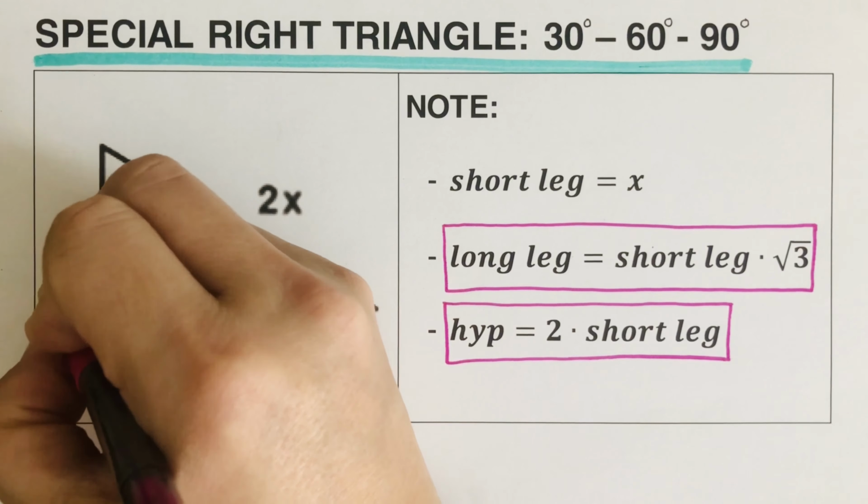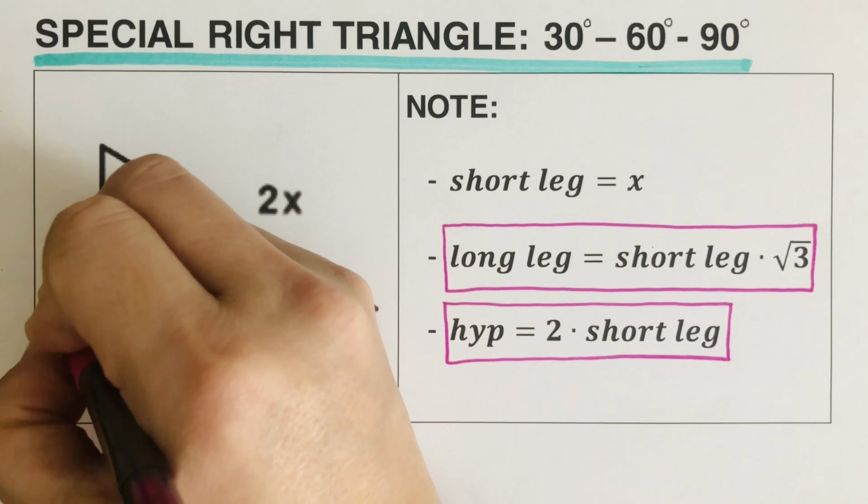We cannot use the long leg formula because the long leg equals short times square root of 3, but the short is missing, so we can't use this formula. So we're going to use the second formula. So that is hypotenuse is equal to 2 times the short. I'll just use short for short leg.